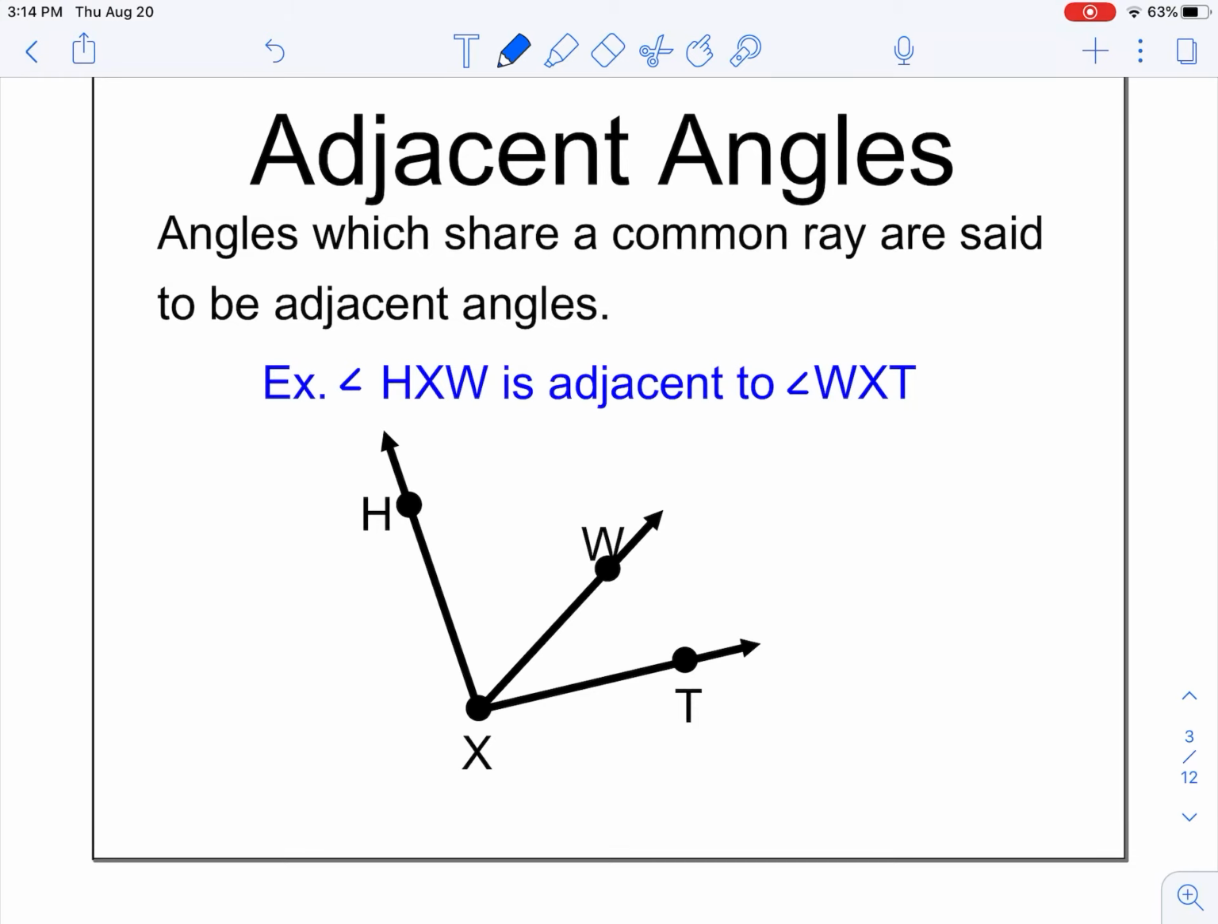Next, we have some vocab. So make sure you're listening and not just drowning me out and saying, oh, lady, come on. Make sure you're listening to these because these are vocabulary words and you do need to know what they mean. You need to be able to identify these. So the first one is adjacent angles. Adjacent angles are angles which share a common ray. Those are the angles that are said to be adjacent to each other.